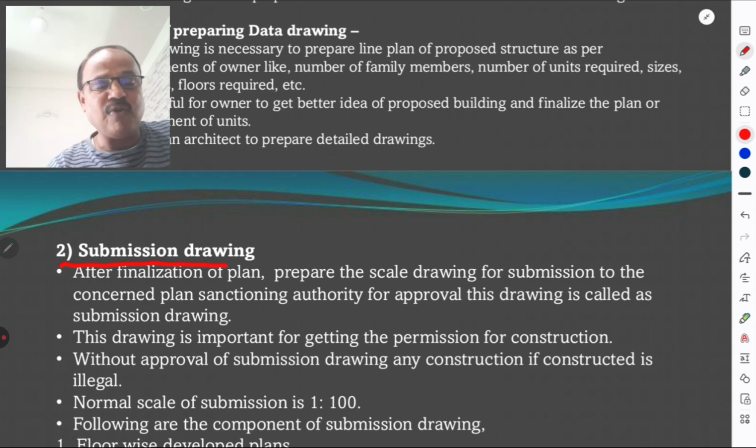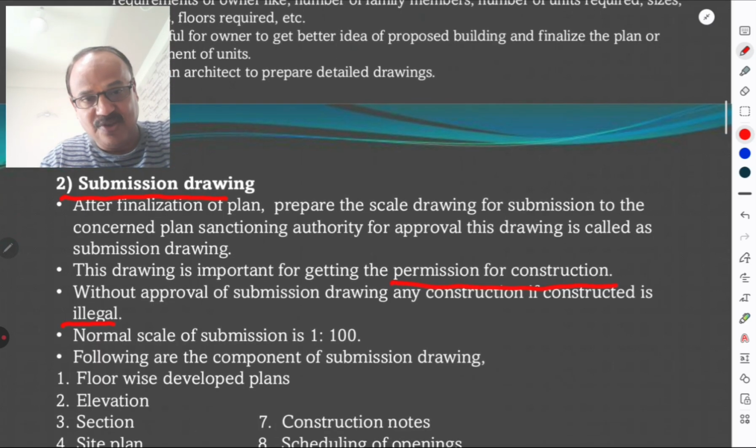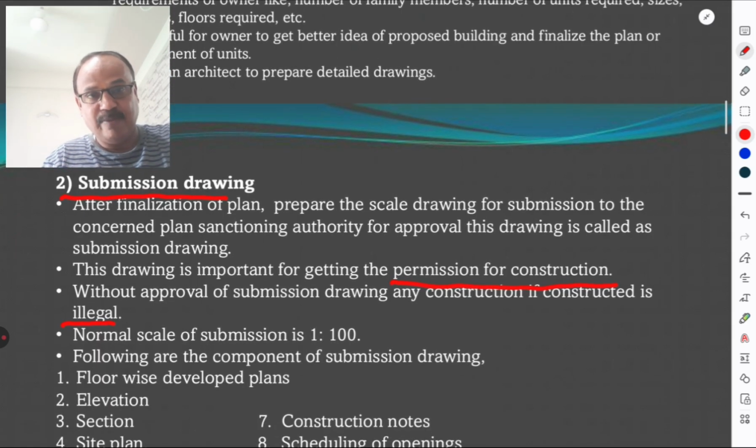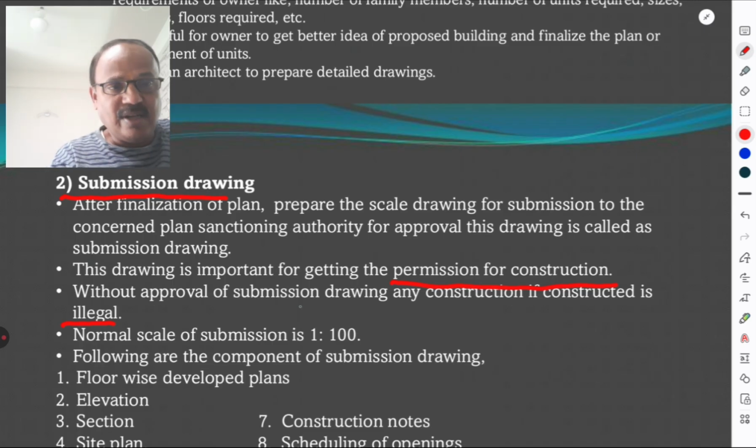This drawing is important for getting the permission for the construction. This is very important. Without approval of submission drawing, any construction constructed is illegal. So for legalization of the construction, submission of drawing is important as far as construction is concerned. Normal scale of submission is 1 in 100.